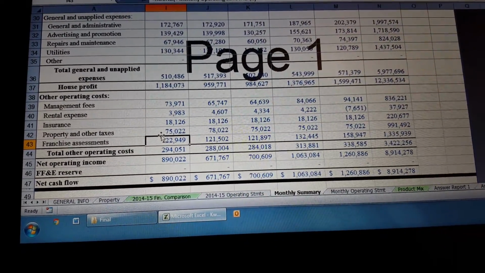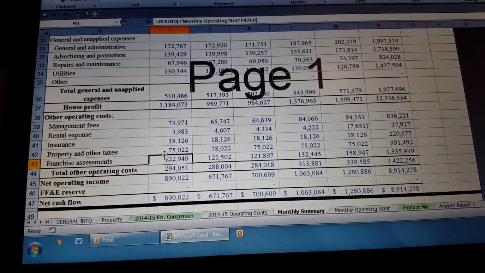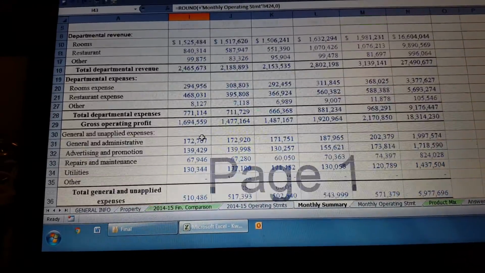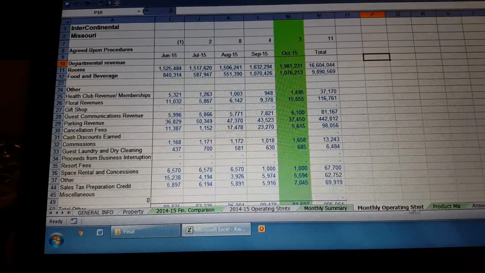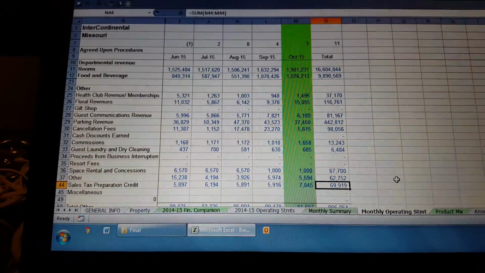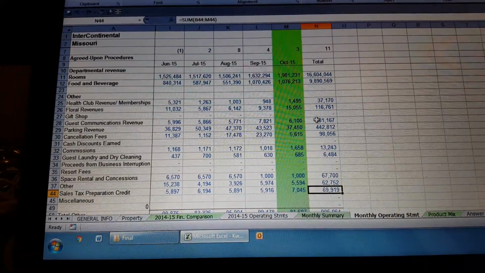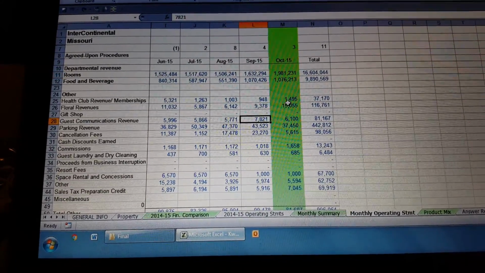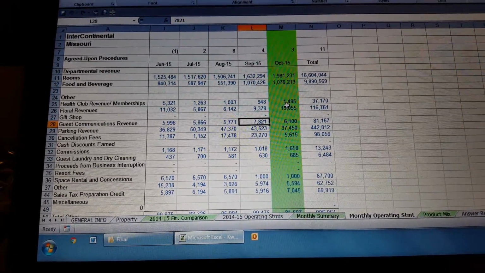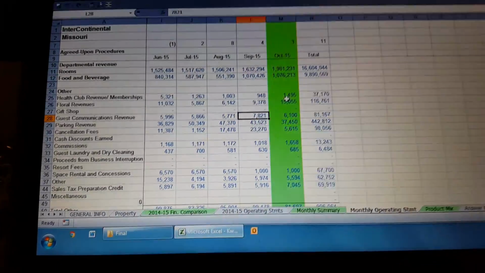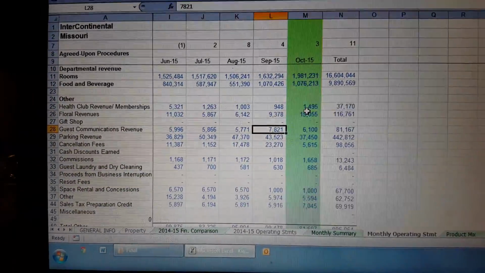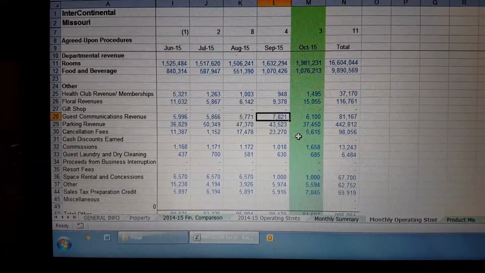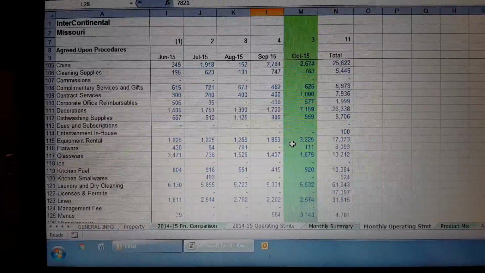So when we audit it, we make sure that they didn't expense more than they should have to the franchise. In the monthly operating statement tab, I compared by months in a more detailed manner. Same thing, similar to the 2014-2015 operating statements, it's by general account.